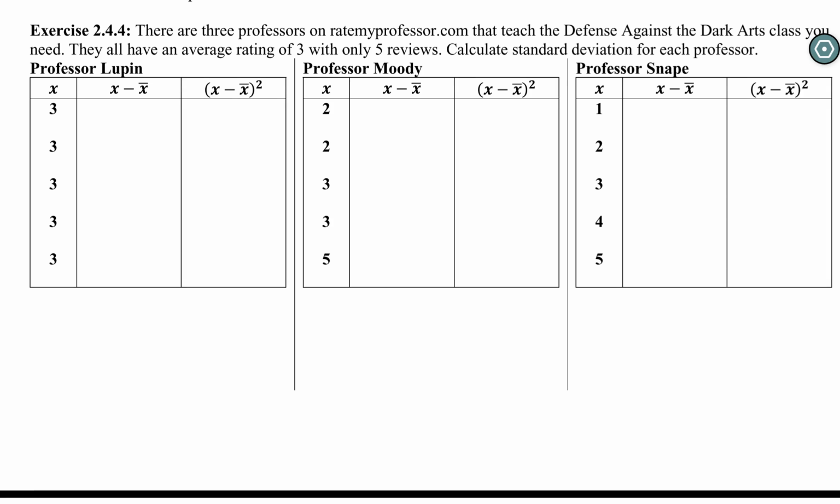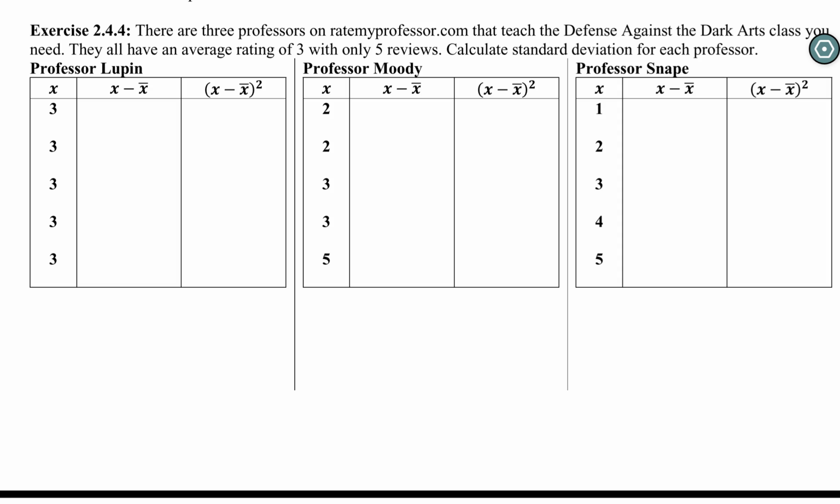So in this first exercise, we're looking at Rate My Professor reviews for 3 Defense Against the Dark Arts professors. Turns out they all have an average rating of 3 and only 5 reviews. So we can't just glance at who's better. And unfortunately, let's pretend nobody has written anything down. So we have no other information other than 5 people have averaged them out to give them a rating of 3. We can't see their scores though.